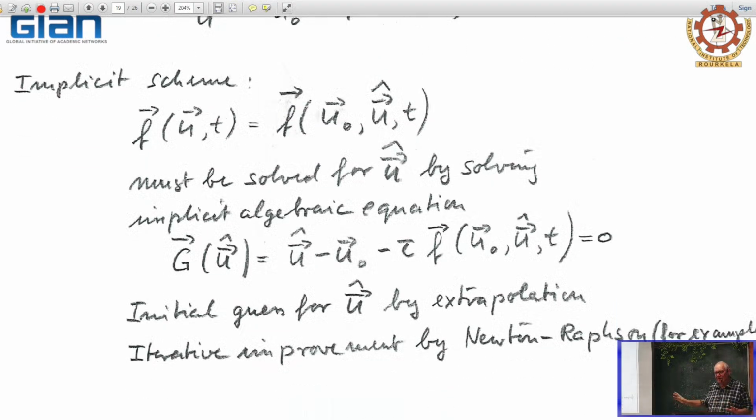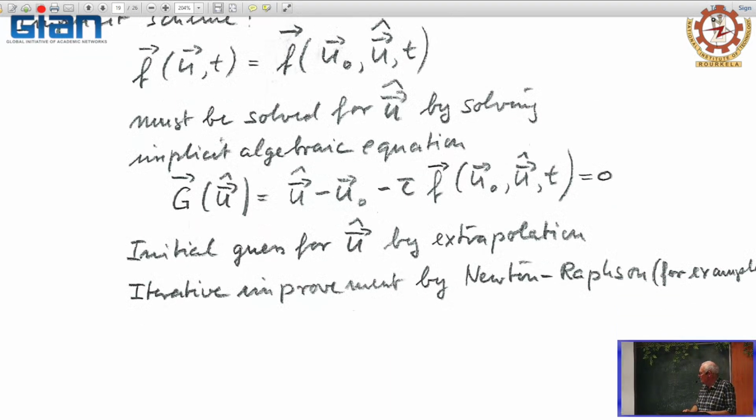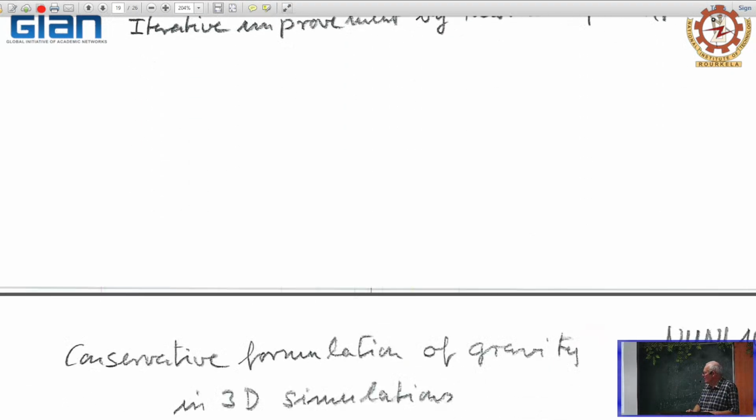Okay, so is that clear what the difference of implicit and explicit schemes means? An implicit scheme is much more complicated than an explicit scheme, but for conservativity reasons, we have to have a scheme implicit with respect to time. Okay, so that is an example to illustrate how the numerics has to be done for a meaningful simulation of stellar pulsations.